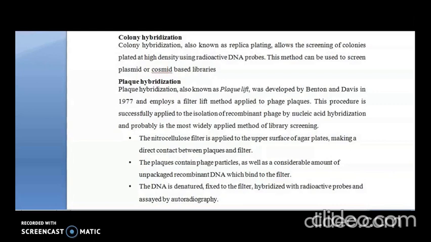The first method is colony hybridization, which is also known as replica plating, and allows the screening of colonies plated at high density using radioactive DNA probes. This method can also be used to screen plasmid or cosmid based libraries. The next method is plate hybridization.